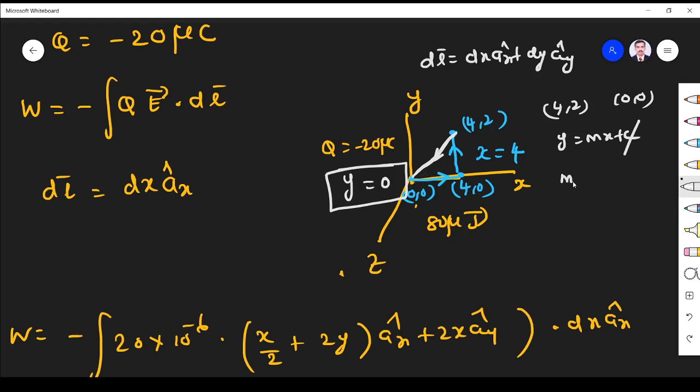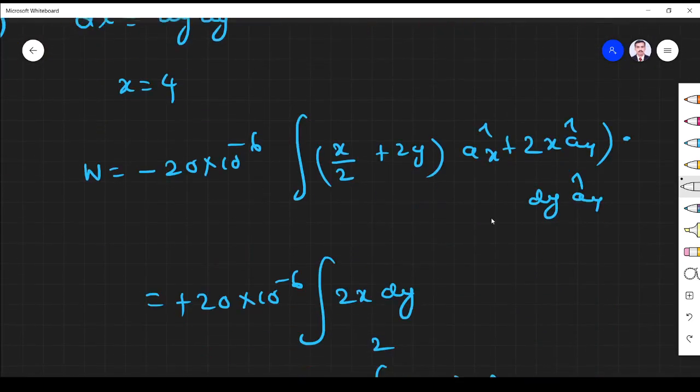What is the slope? Slope is equal to (y2 minus y1) divided by (x2 minus x1). y2 is 0 minus 2, x2 minus x1 is 0 minus 4, that is 1 by 2. So m is equal to 1 by 2, so y is equal to 1 by 2 x. This is the equation of this line, right? Okay, now we can go and solve the problem.